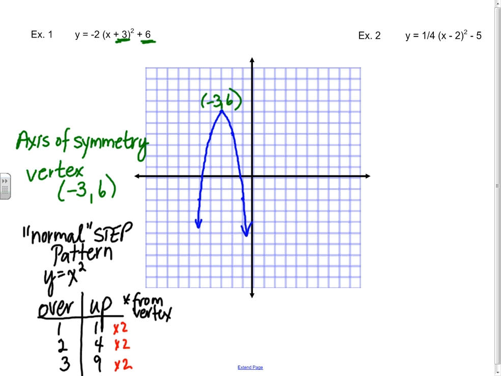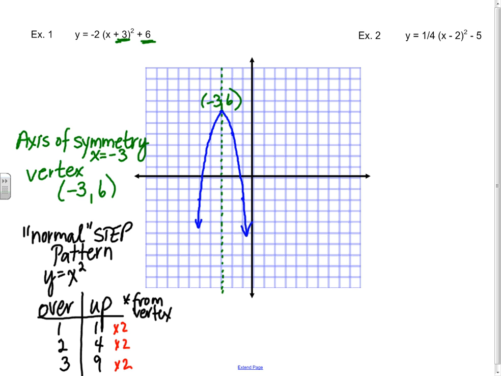The axis of symmetry is the fold line, and the fold line always goes right through the middle of that parabola. Parabolas always fold nicely exactly in half. That axis of symmetry is a vertical line that goes through the vertex. Since it's a vertical line, it's going to be x equals, oddly, and it will always be the x value of your vertex, x equals minus 3.